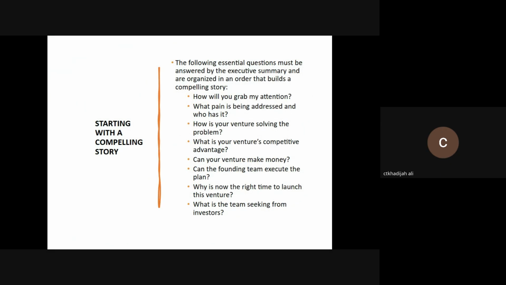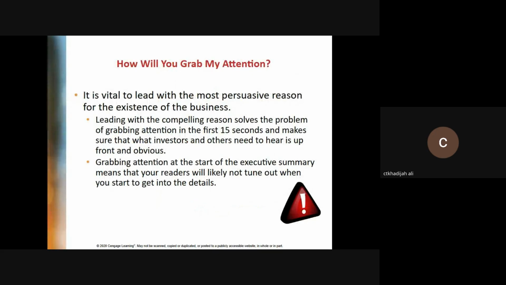So these are the essential questions. What pain is being addressed and who has it? What is your venture's competitive advantage? Can the founding team execute the plan? Why is now the right time to launch this venture? What is the team seeking from investors?